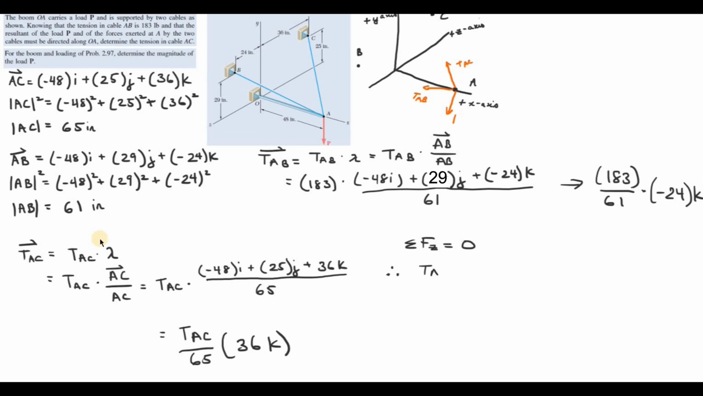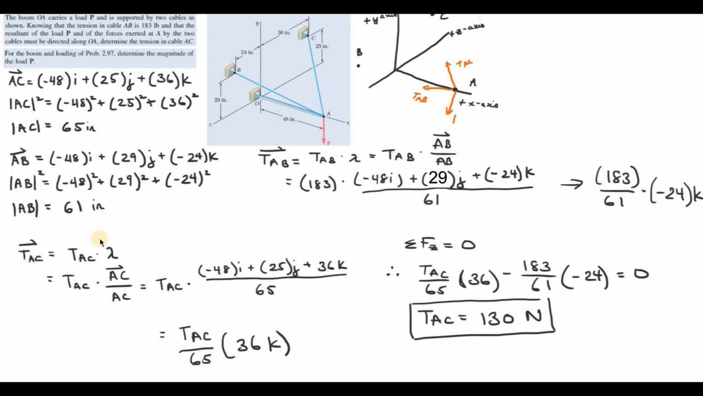So tension AC over 65 times 36 minus 183 over 61 times minus 24 has to equal 0. When you solve for tension AC, you get 130 newtons.